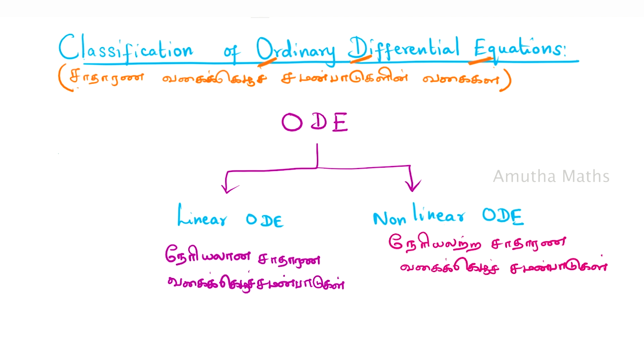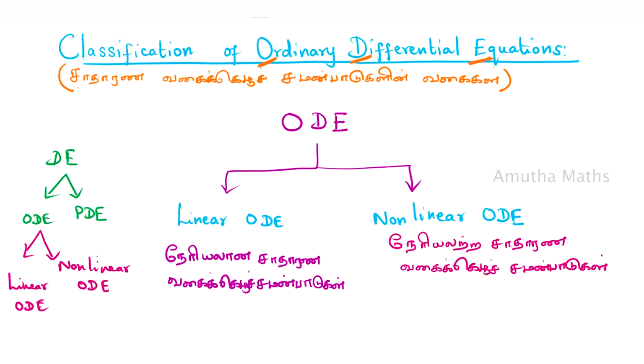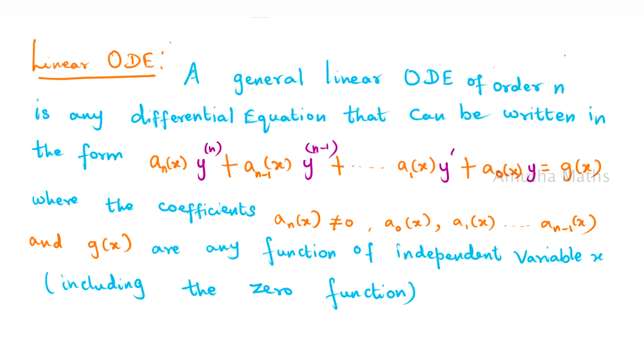So we have already seen that differential equation is classified into two types, that is ordinary differential equation and partial differential equation. So again this ordinary differential equation is classified into linear ordinary differential equation and non-linear ordinary differential equation. So this is what we are going to see. So first we shall see the definition of linear ordinary differential equation.